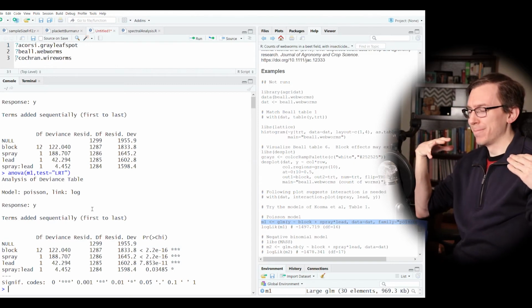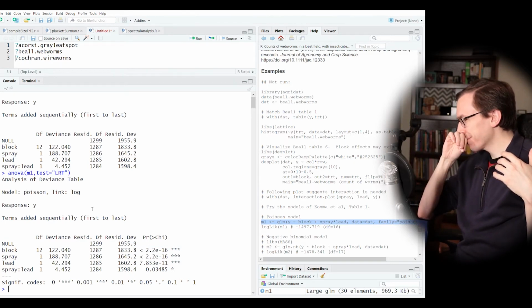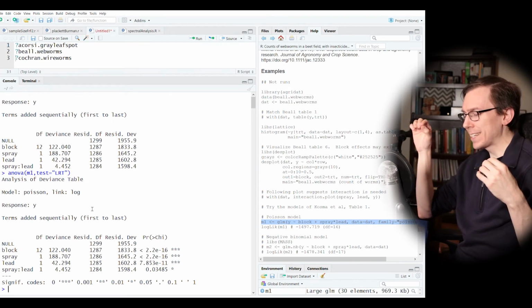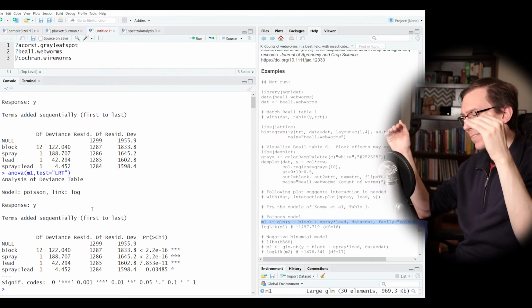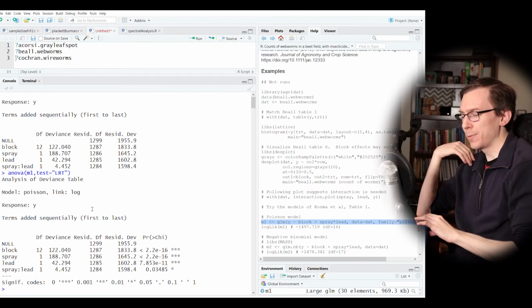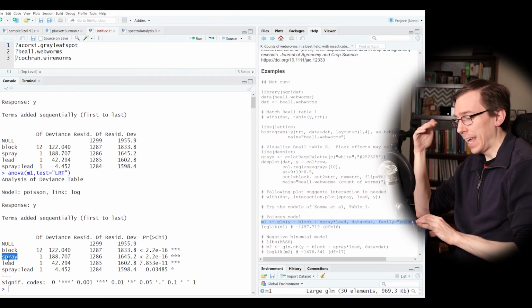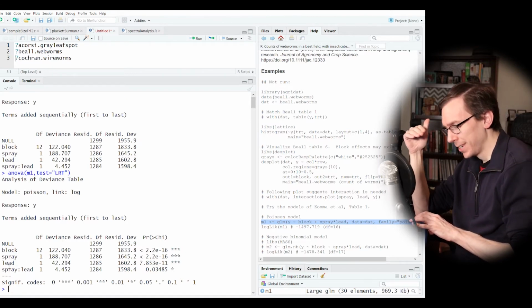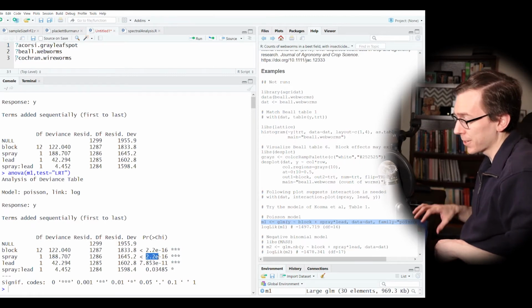Remember, like I said, when you have these deviances, you actually have a log likelihood ratio. So what we're testing for is the model with and without each of these factors within it. And we're looking at the change in the log likelihood ratio. That's where our test statistics and ultimately our p-values are coming from here.